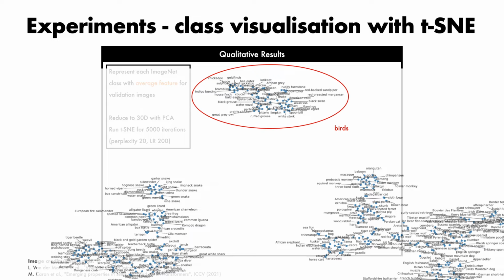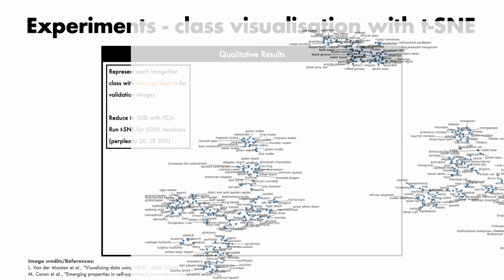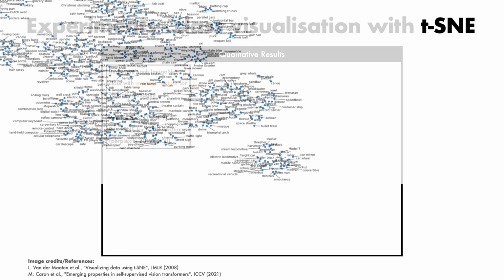Here we can see, for example, a tight clustering of bird categories. In this region, we see snakes grouped together, while here we can see vehicles. More broadly, the visualization suggests that Dino is doing a good job of grouping related concepts into coherent clusters.